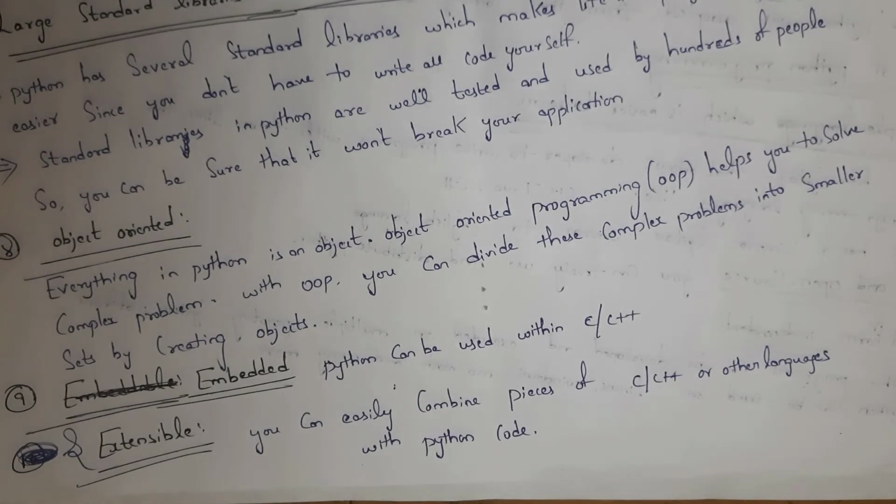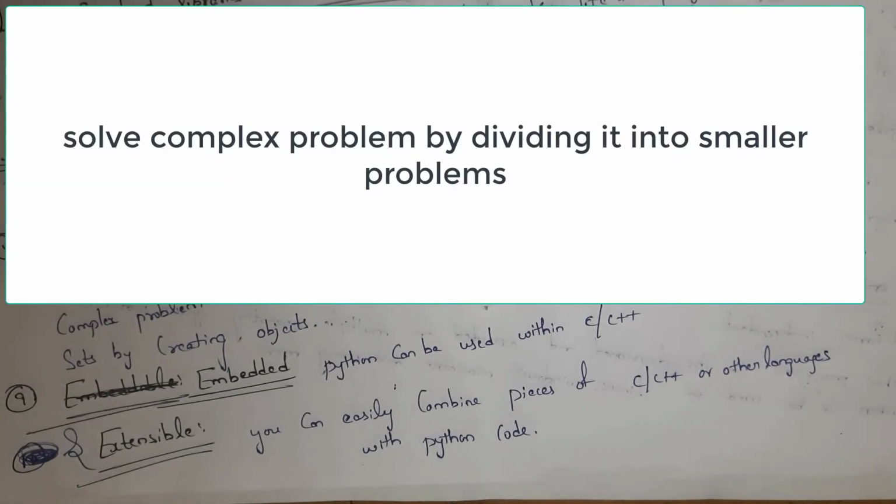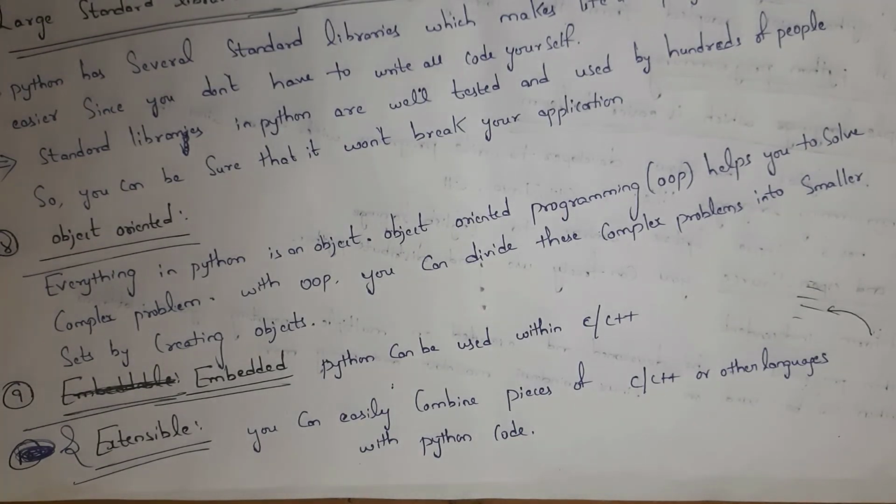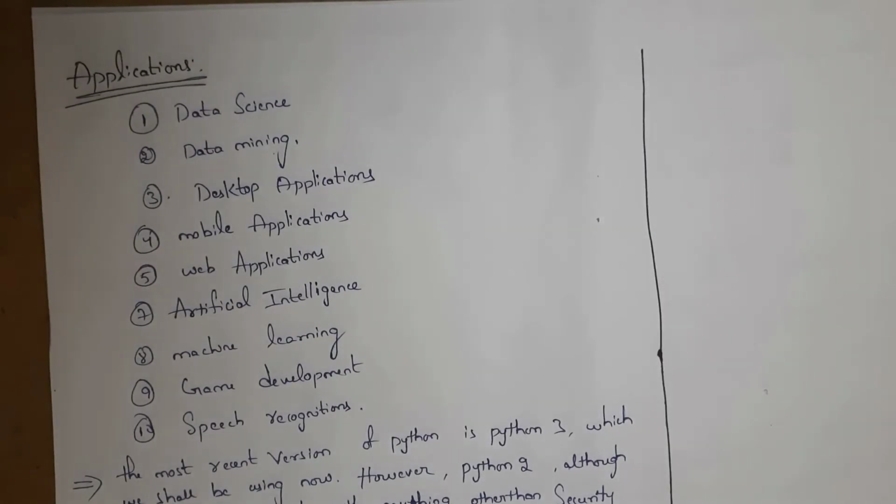The eighth feature is object oriented. In Python everything is an object. That means Python supports the OOPS concept. By using this OOPS concept, you can divide complex problems into smaller problems. The ninth feature is embedded and extensible. That means you can combine Python programs with other programming languages like C and C++. This is the ninth feature. Next I will explain applications of Python.